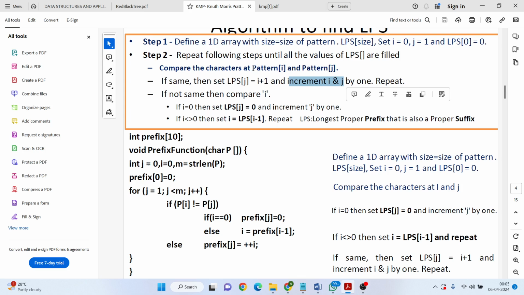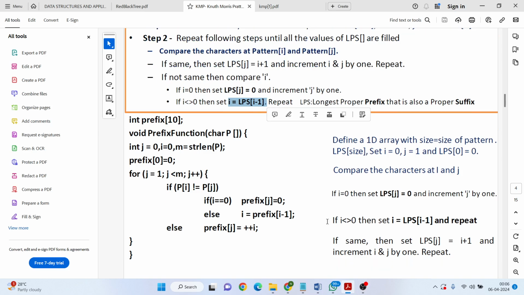Suppose these two characters are not same. Again, you have to check whether i value is 0 or not. If i value is 0, in that location of LPS you put 0, and increment j. If i is not 0, then the new value of i is LPS of i minus 1. This is the logic.